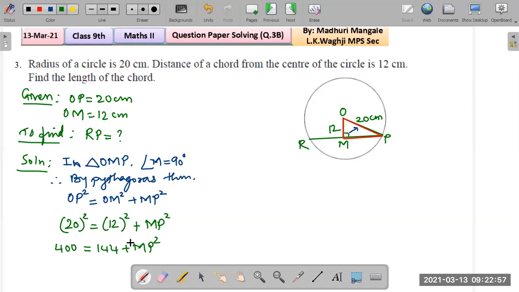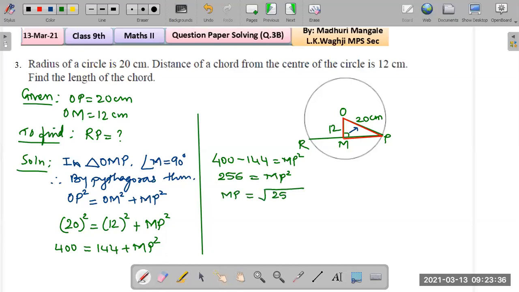We have to solve for MP, so get rid of this 144. It will move to that side and become subtraction, right? So that has to be 400 minus 144 equals MP squared. So what will be 400 minus 144? That will become 256. Yes, that is equal to MP squared. And then we can just find the square root, because we have to get rid of that square. So MP equals the square root of 256.